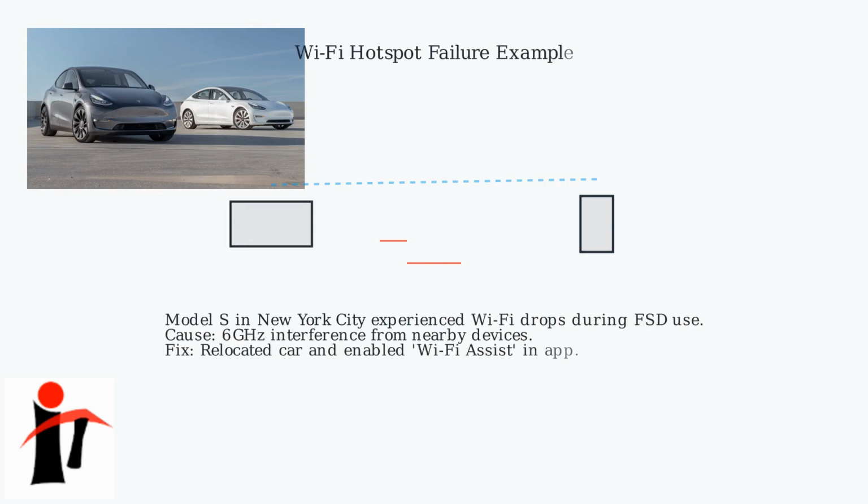For Wi-Fi hotspot failures, a Model S owner in New York City faced connection drops while using full self-driving features. The root cause was interference from nearby 6 GHz devices sharing the same frequency band. The fix involved relocating the vehicle to a less crowded area and enabling the Wi-Fi Assist feature in the Tesla app, which automatically optimizes hotspot settings for better stability.